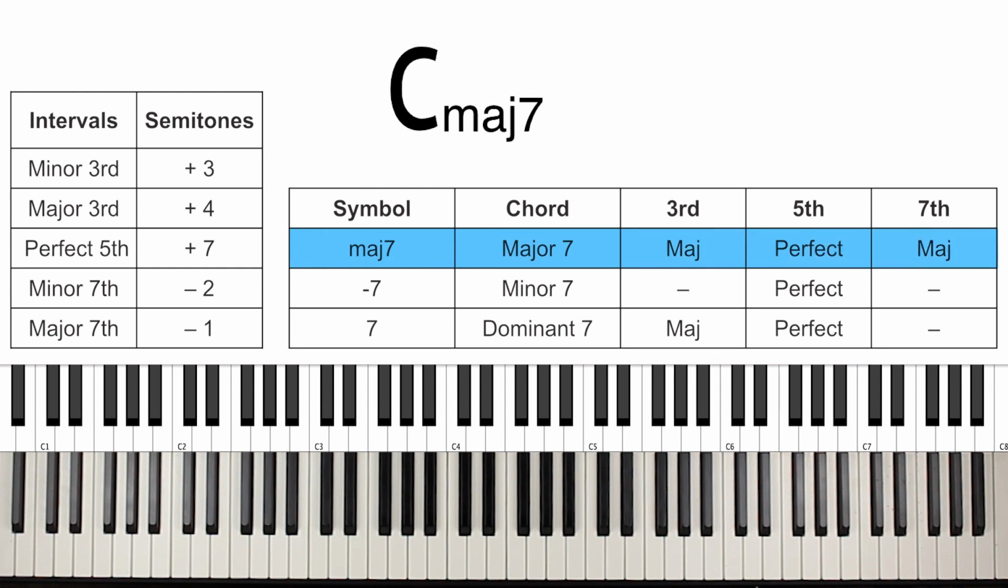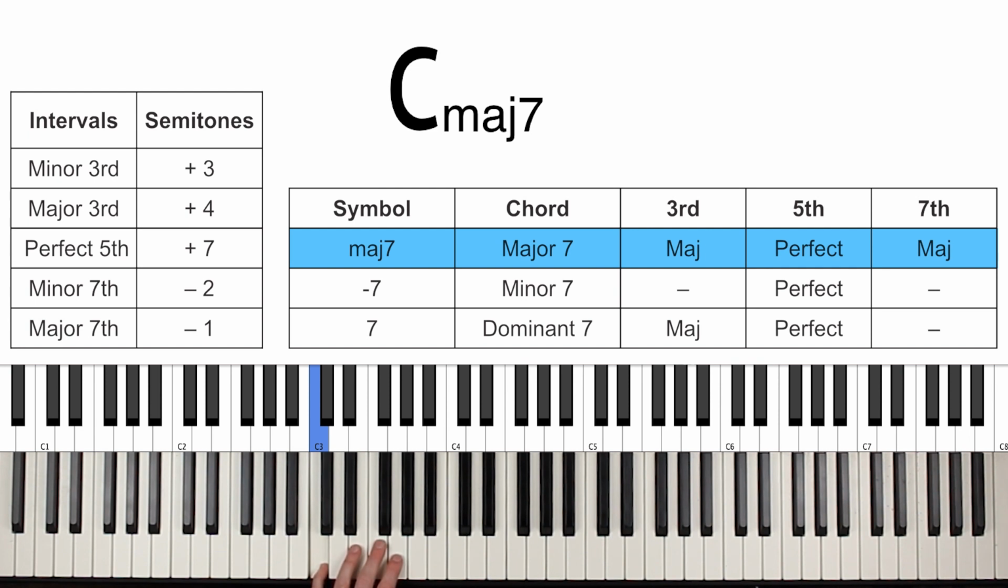Let's use this chart to make a C major 7. We'll be using our left hand to play all the chords in this course, starting from now. So we're making a C major 7 chord, so our root will be C. I can then use this chord table to figure out what kind of 3rd, 5th, and 7th I need. And I can use this interval table to remind myself of how far each of those intervals is from the root.